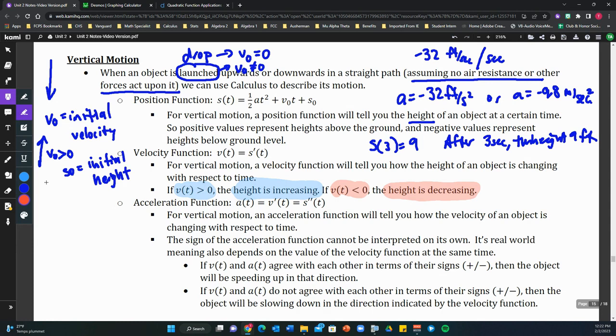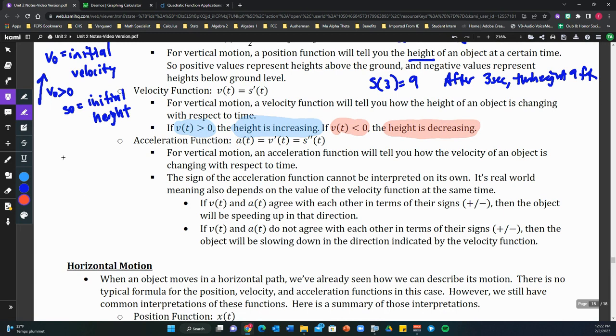Then our third piece is the acceleration function. For acceleration, again, there are 3 different ways that we can interpret that. We can represent it as a of t, or we could describe it as the first derivative of the velocity function, but then we can also think of it as the second derivative of position.